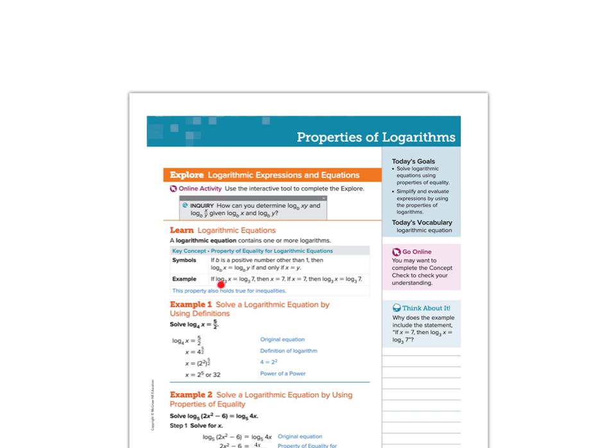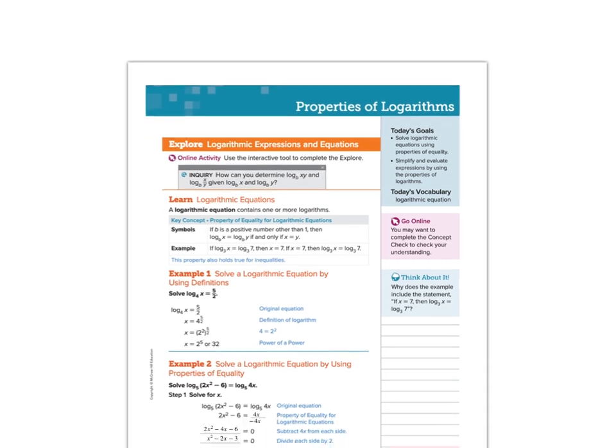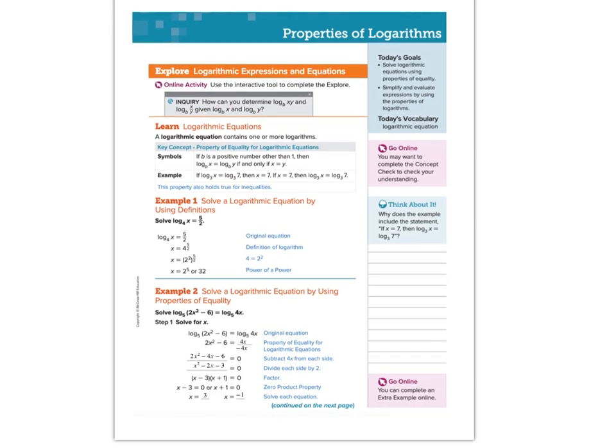So when I look at this, the log base 3 of x is equal to the log base 3 of 7. Well, it would behoove me to understand then that 7 must be x. So that's what they're telling you there. We can start creating these equations based on what we see on the inside. So here, solving logarithmic equations using the properties of equality and simplifying and evaluating expressions using these.